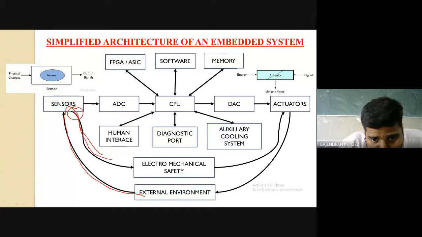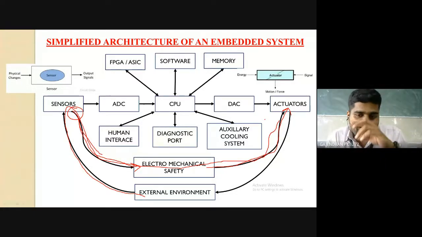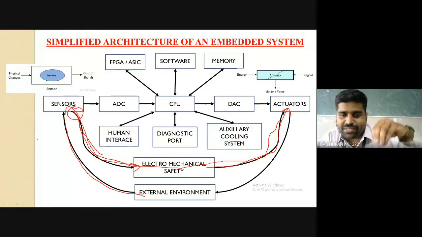It gives the input to the electromechanical safety system. Then the electromechanical safety system itself will give some command to the actuator, thereby we are going to bypass our flow. Is it clear to everyone how your electromechanical safety system is going?